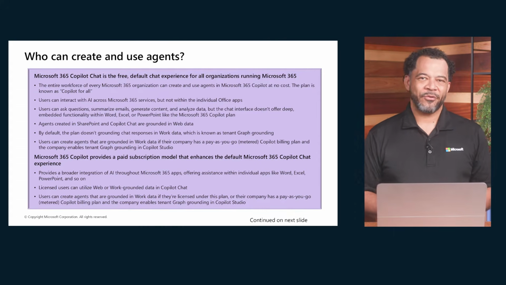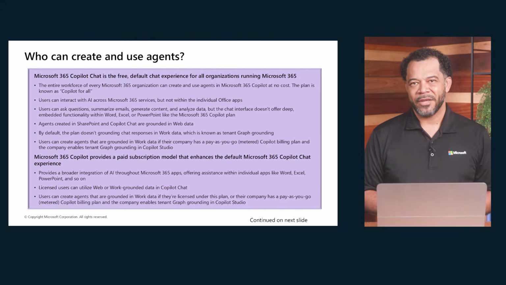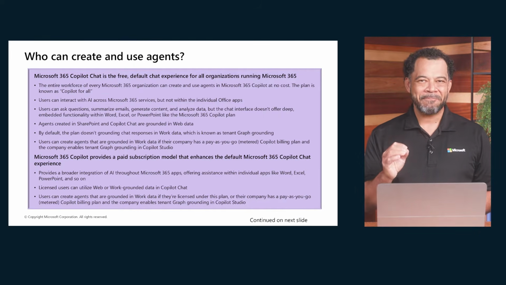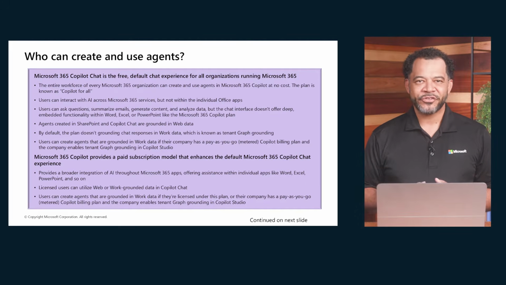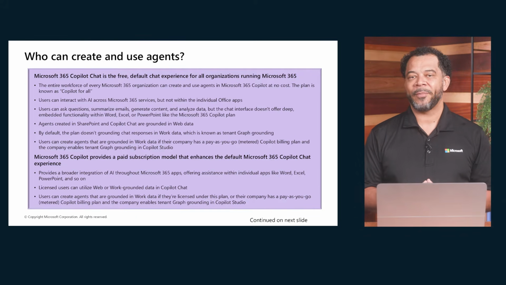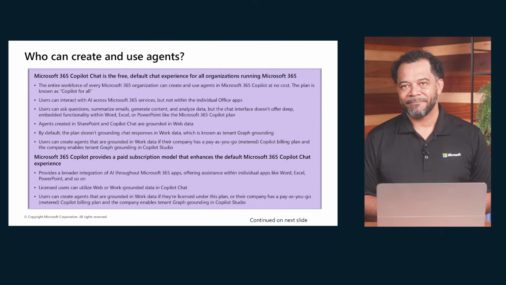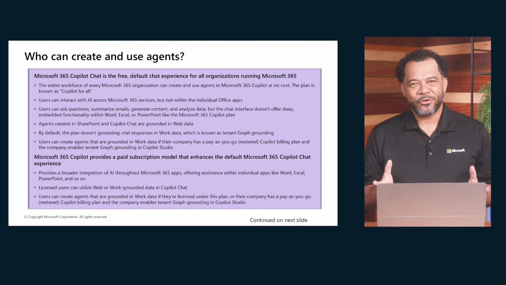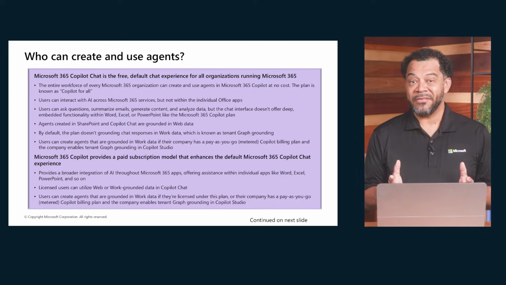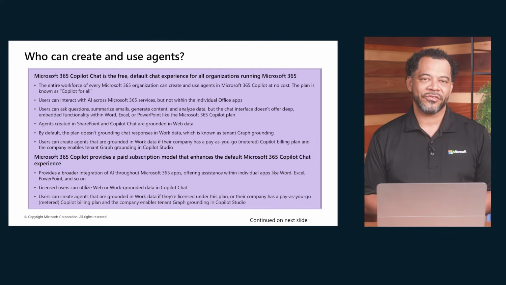Now, while users can interact with AI across Microsoft 365 services, there's a distinction to be made. The free Copilot Chat experience doesn't embed deeply into individual Office applications like Word, Excel, or PowerPoint. So you won't see Copilot popping up inside those apps unless your organization has opted into the paid Copilot plan. That said, even with the free version, users can still do a lot. They can ask questions, summarize emails, generate content, and analyze data, all through the chat interface. And they can create agents that are grounded in web data, meaning the agents pull information from publicly available sources.